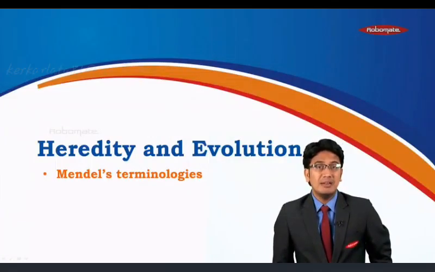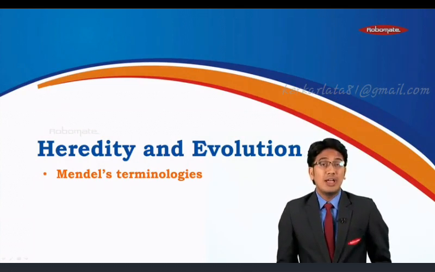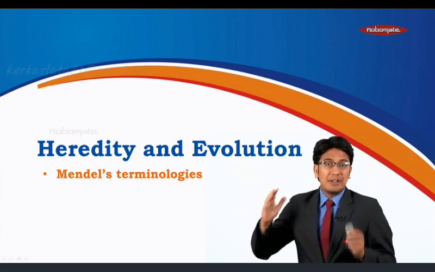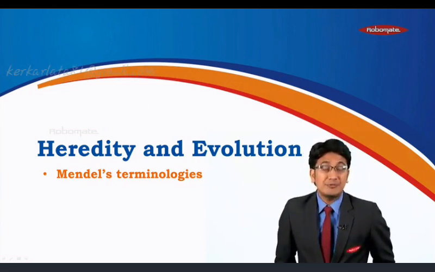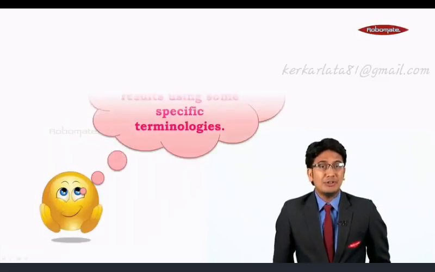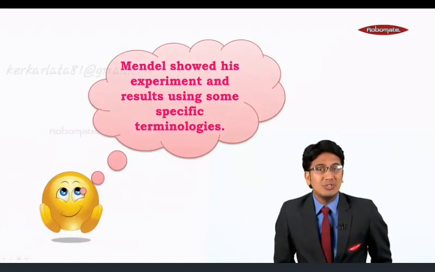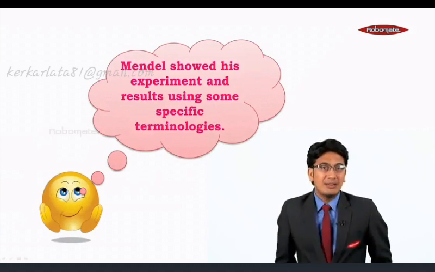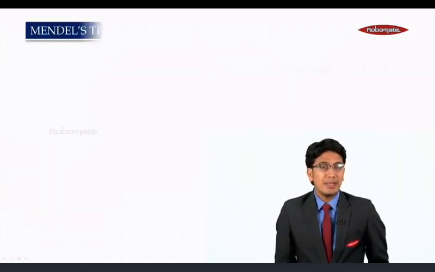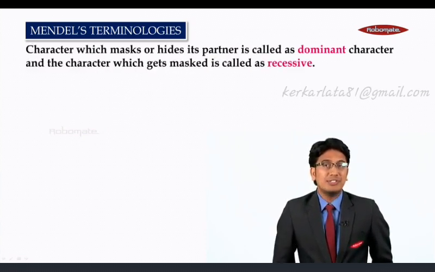Experiment. Mendel has done his experiments in his garden, but now he wants to note down his experiments. He wants to have a graphical presentation of his experiments. For that, he required specific terms and terminologies. So Mendel showed his experiment and results using some specific terminologies. So let's study Mendel's terminologies.